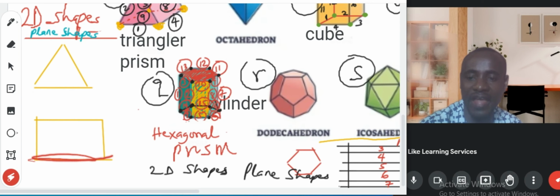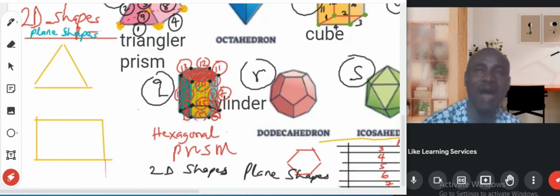The length and the width. No thickness. Only 2 dimensions, length and width. How long it is and how wide it is. For plane shapes, there's no thickness. It's not thick, it's just plain, flat.